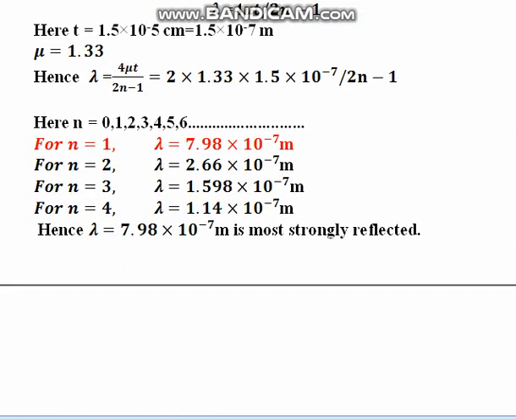So we have to search for the wavelength which belongs to the visible region, that means 4000 to 8000 angstrom. Let's see here. Only this wavelength is in the visible region, because it is 7980 angstrom. So it is red color. Only this wavelength will reflect strongly in the visible region. Okay, so this is our problem. Thank you.